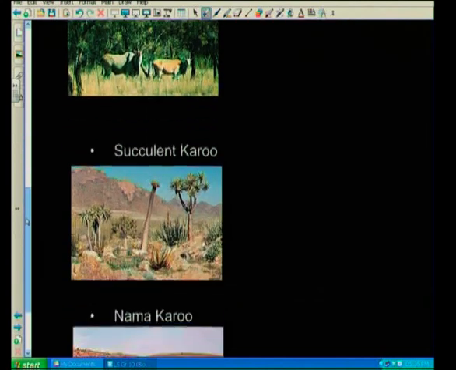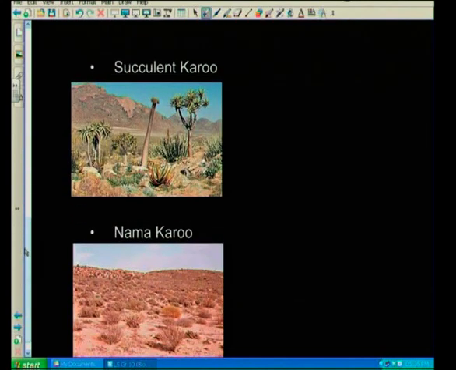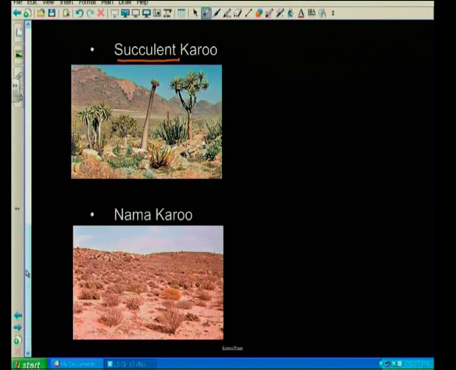Then we have the succulent karoo. We have the not succulent karoo, right? If you just look at the picture, succulent means juicy plants. So these plants have got the ability to store water, right? Then we move down to the Nama karoo. Now you can see the Nama karoo is also typical like a semi-desert where you have very little vegetation.